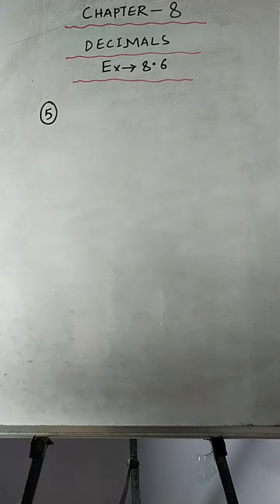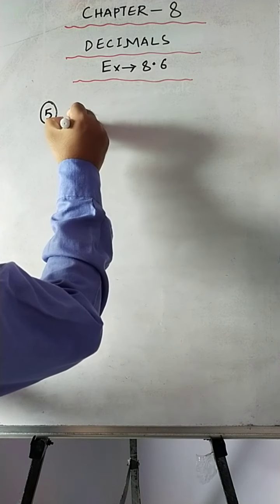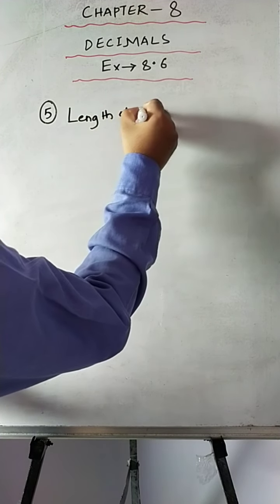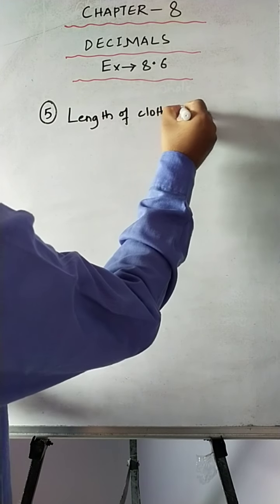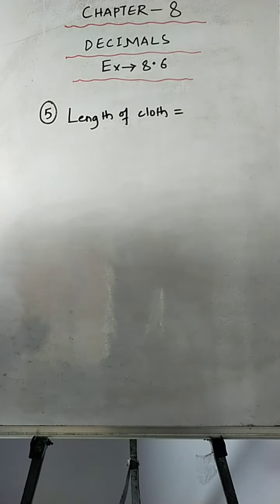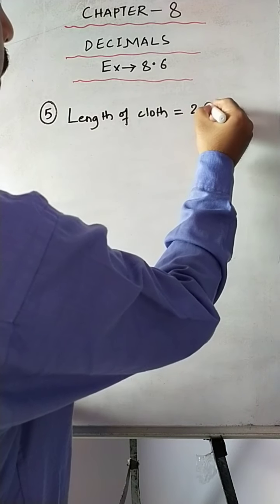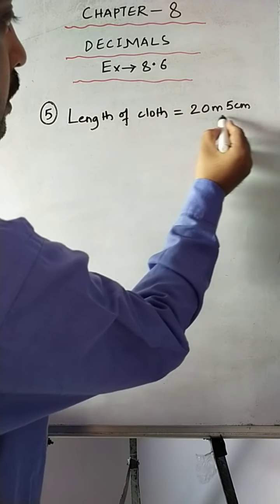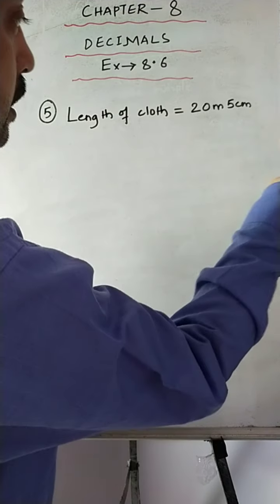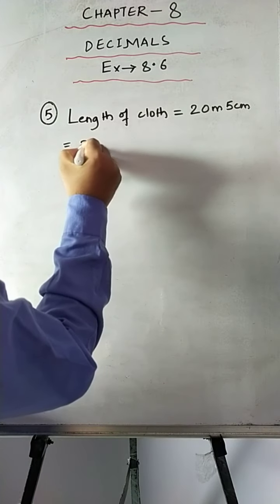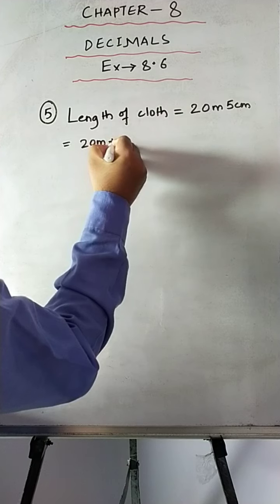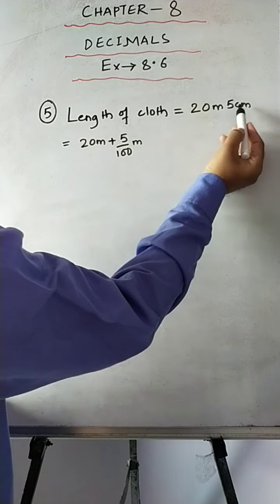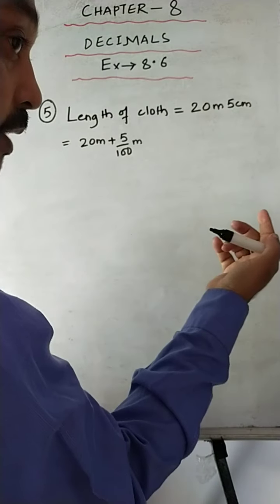So what is the first sentence we'll write? Length of the cloth. So what is the length of the cloth? The length of cloth is given as 20 meter 5 centimeter. So we need to convert this whole form into the meter form. So how to do that? 20 meter plus 5 by 100 meter, as we know that 1 centimeter equals 1 by 100 meter, isn't it?